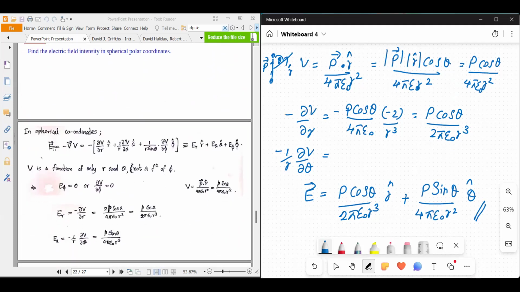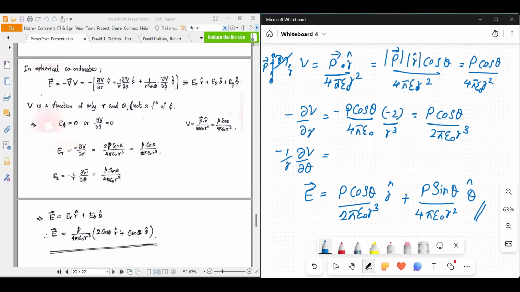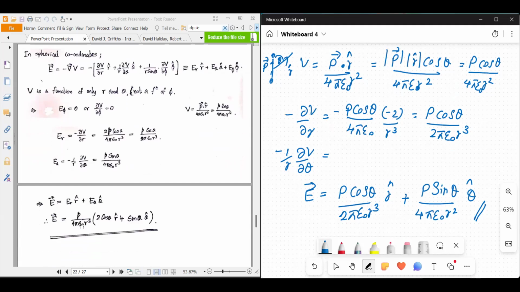So that calculation is also given here. In spherical polar coordinates, we can write the del operator in this way, and V is a scalar function. Therefore, the gradient of that scalar function we can include in all these terms. And then we don't have any dependence on ψ for the potential, and we only have dependence on θ and r for the potential. Then we can calculate Er and Eθ. Then we can write the electric field in this way.